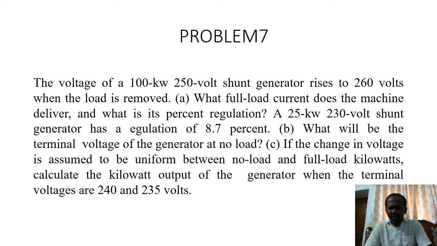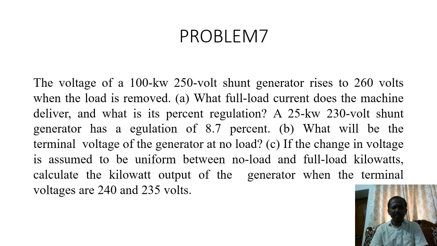What is its percent regulation? A 25 kilowatt, 230 volt shunt generator has a regulation of 8.7%. What will be the terminal voltage of the generator at no load? If the change in voltage is assumed to be uniform between no load and full load kilowatts, calculate the kilowatt output of the generator when the terminal voltages are 240 and 235 volts. So this is the problem given. A is a different condition, B is a different condition, C is a different condition.